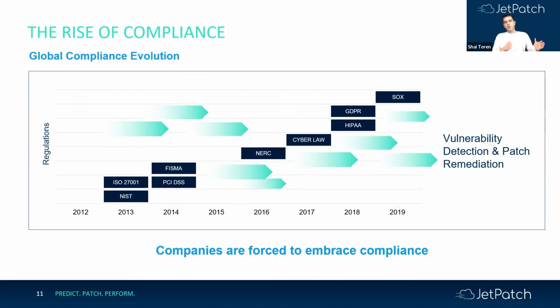If you zoom out and look over the years, you see that more and more regulations have been addressing vulnerability detection and patch remediation. We see more vulnerabilities coming every year that passes. There are actually three types of compliance: the external one, the regulation; the one related to internal policy; and the one related to the operation.